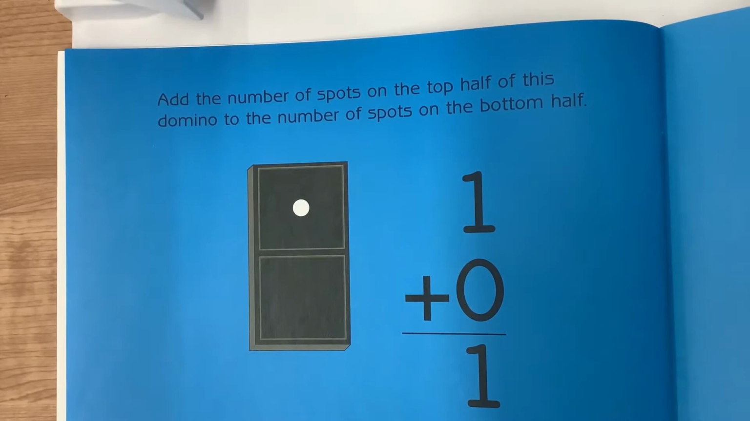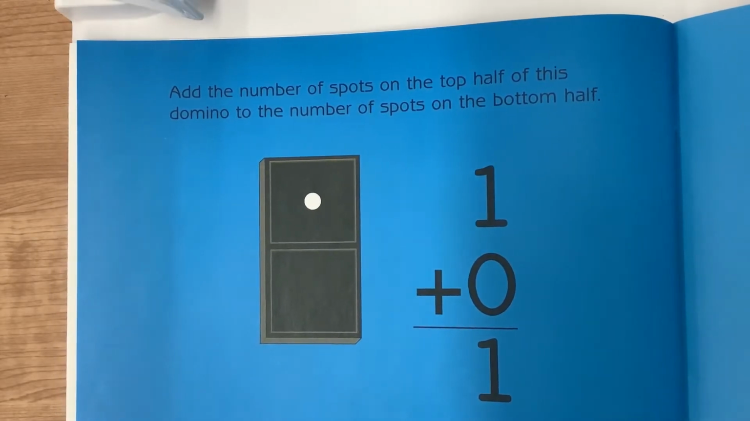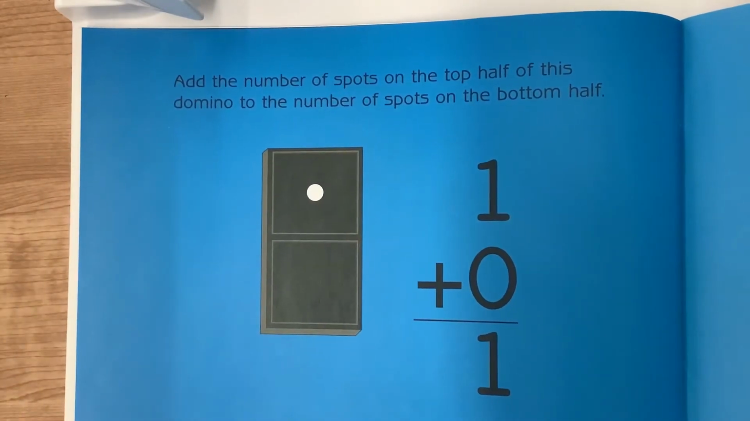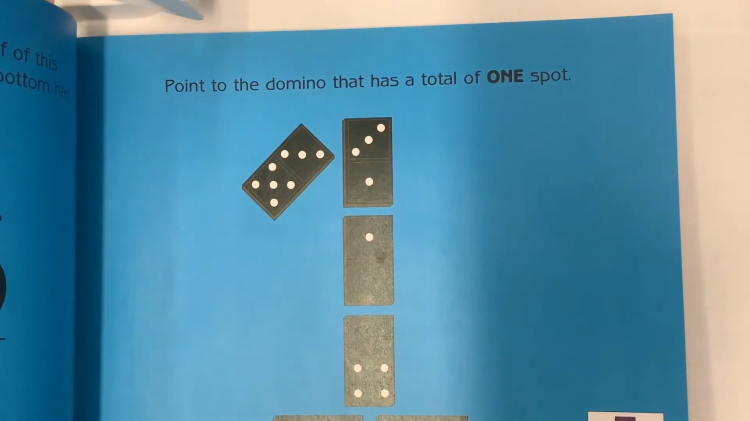Add the number of spots on the top half of this domino to the number of spots on the bottom half. 1 plus 0. The total is 1. Point to the domino that has a total of 1 spot.